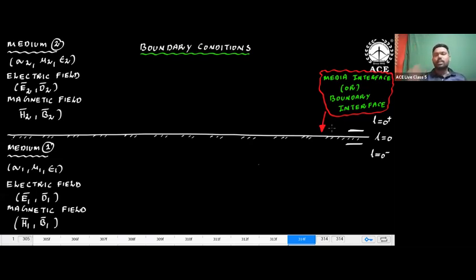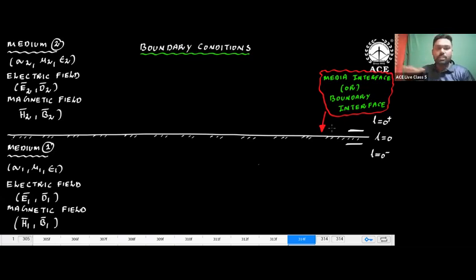Before writing Maxwell's equations, there is one more thing. Sometimes, because of the material properties, when I join two materials, up to here it is glass, suddenly it is air. Because of these material properties, at the media interface, at the boundary interface, there is a possibility of charge distribution.